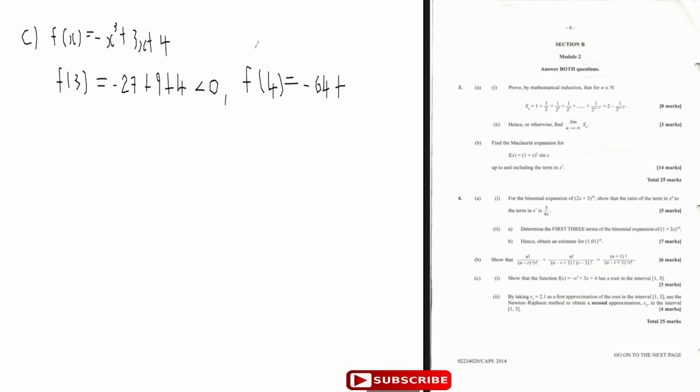Oh, my bad, it shouldn't have been 4, it should be 1. I don't know where I got 3, 4 from. That interval is 1. So it's f of 1 now. So it's minus 1 cubed, which is minus 1, plus 3 times 1, which is 3, plus 4. And this is greater than 0.